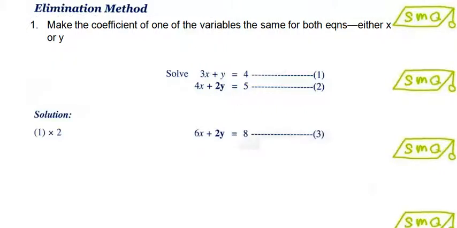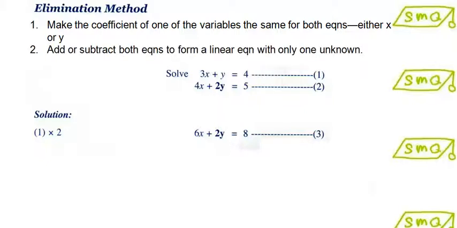We make y the same for both equations, and we multiply equation 1 by 2 to get 2y. Next, we add or subtract both equations to form a linear equation with only one unknown. In this case, we subtract equation 2 from equation 3 and we solve for x.